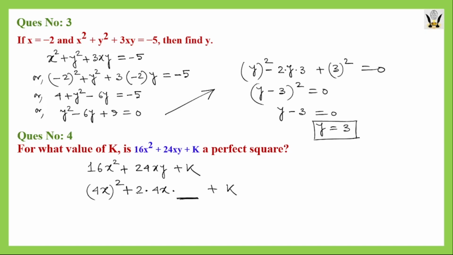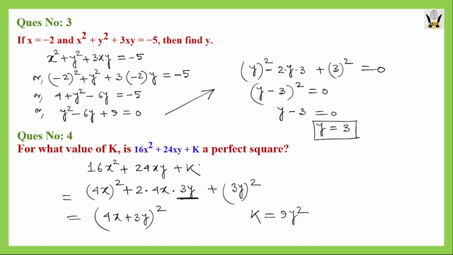So here 4 2s are 8 and 8 3s are 24. So it will be 3, and then we have y here. So it will be 3y. That means k will be 3y square. So it will be b square, and finally this can be represented as (4x + 3y) whole square of that. That means the value of k will be 9y square.